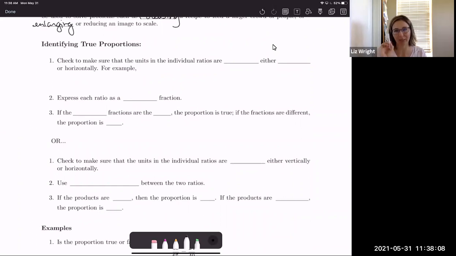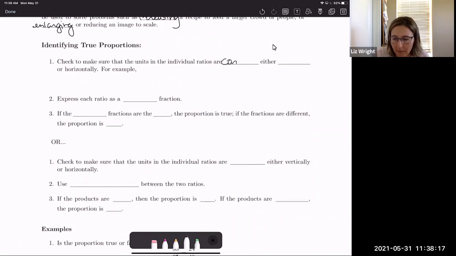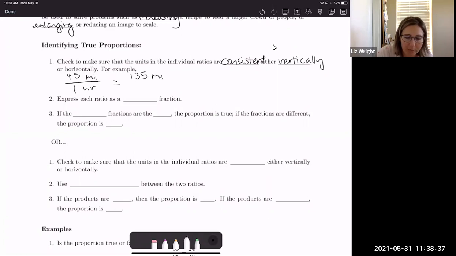How do we make sure that our fractions are equivalent? Well, one, we can make sure that the units in the individual ratios are consistent, either vertically or horizontally. So for example, if I have 45 miles per 1 hour, a true proportion would be 135 miles per 3 hours.